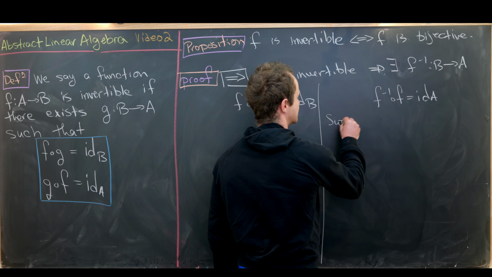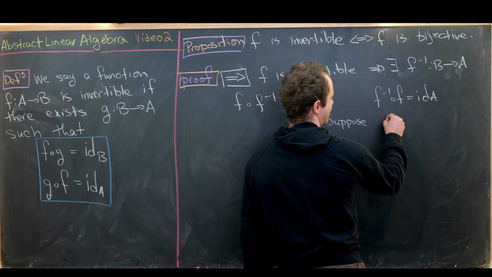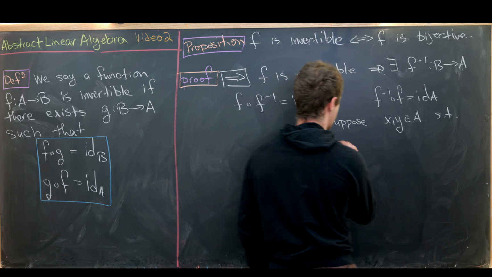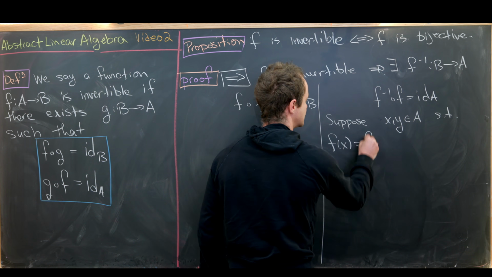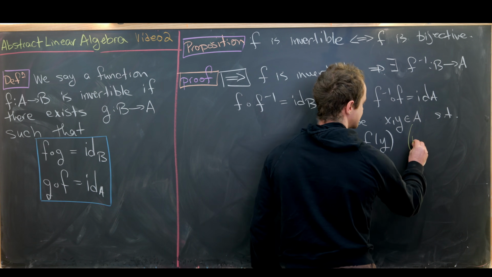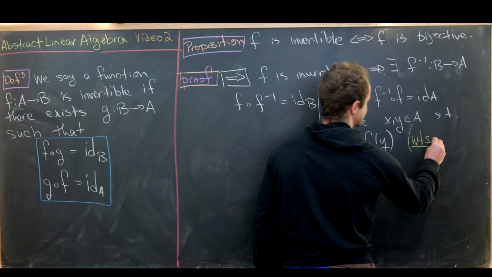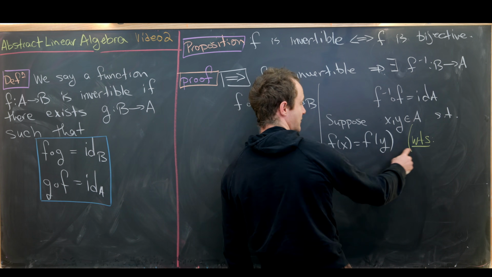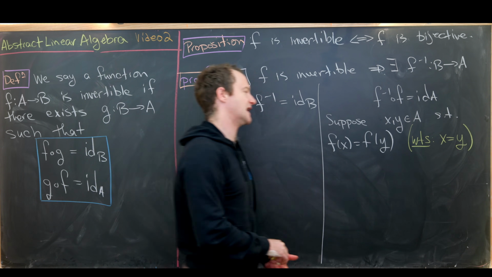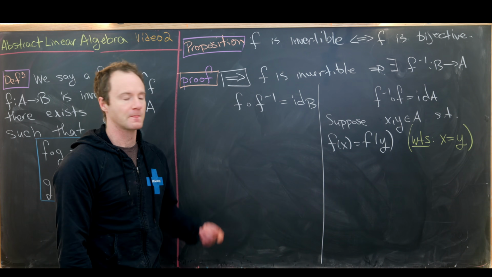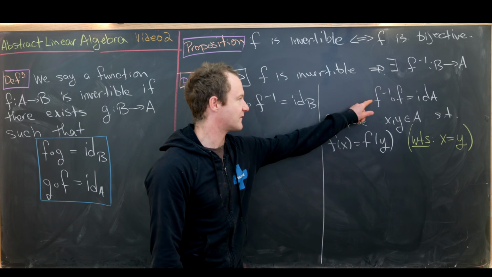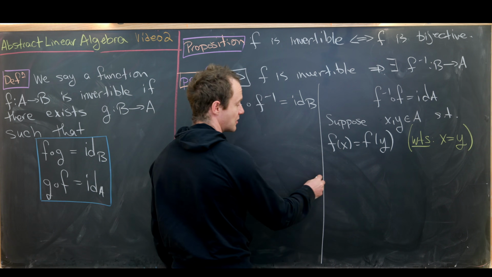So let's maybe suppose that we have, I'll call them x and y from our set A, such that f of x is equal to f of y. So this is the first step always for showing something is injective. The final step, which I'll write in yellow right now, we want to show that this implies that x equals y. Okay, well, how can we get there? Let's just apply f inverse to both sides of this, and then we're pretty much home free.